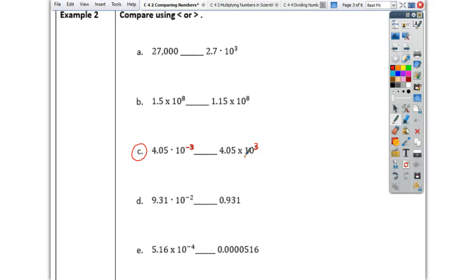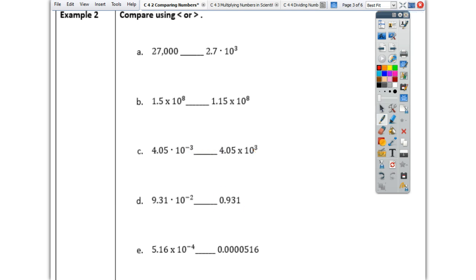All right? All I have to do is tell myself that negative is always going to be smaller than my positive. So this is smaller, this is larger, so you have less than. Okay, letter D. So change to the same form on letter D.